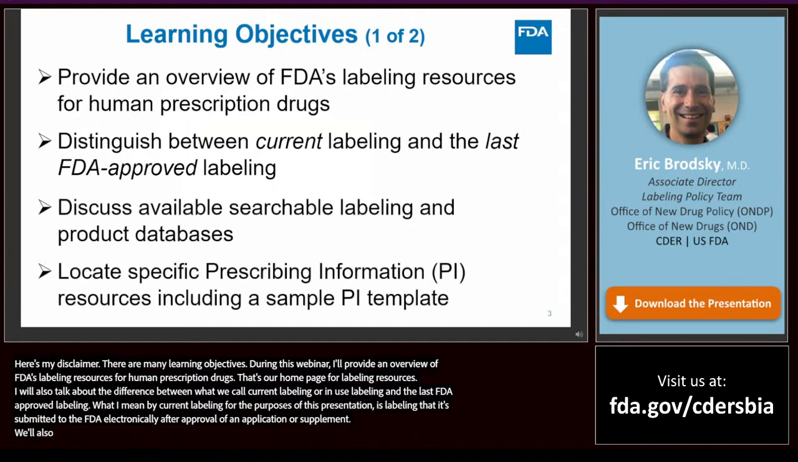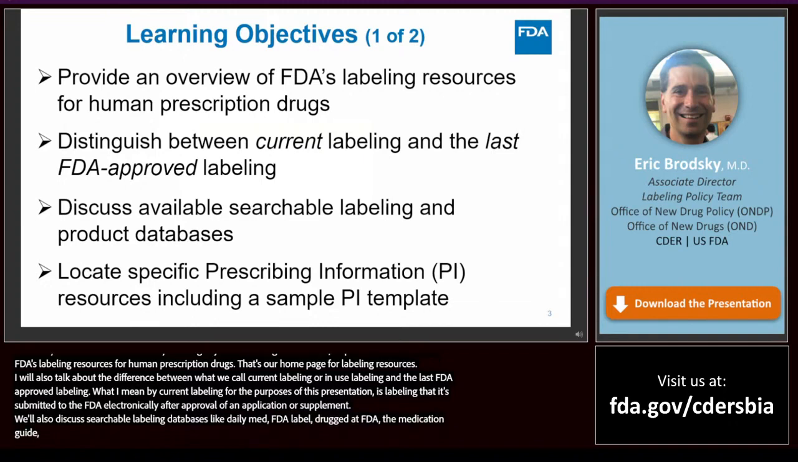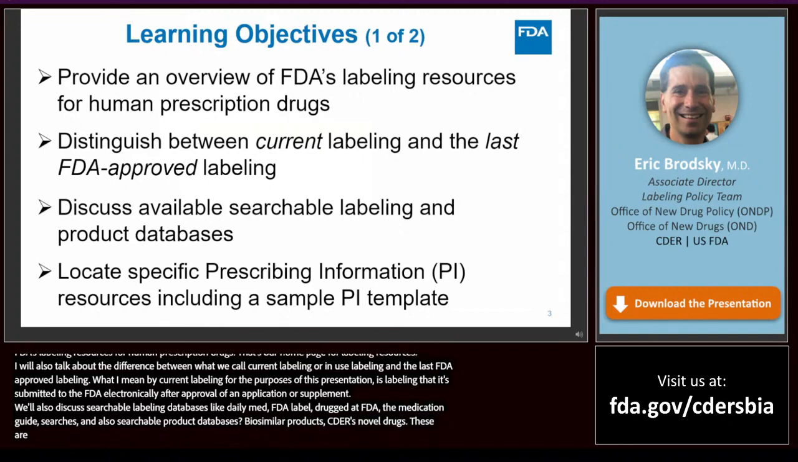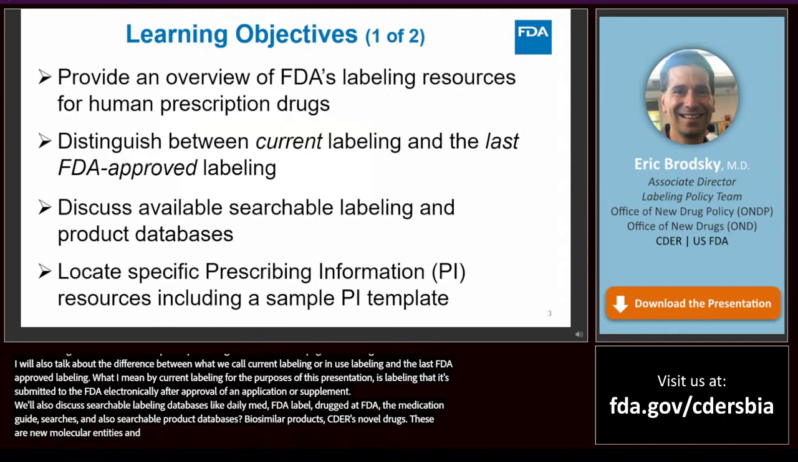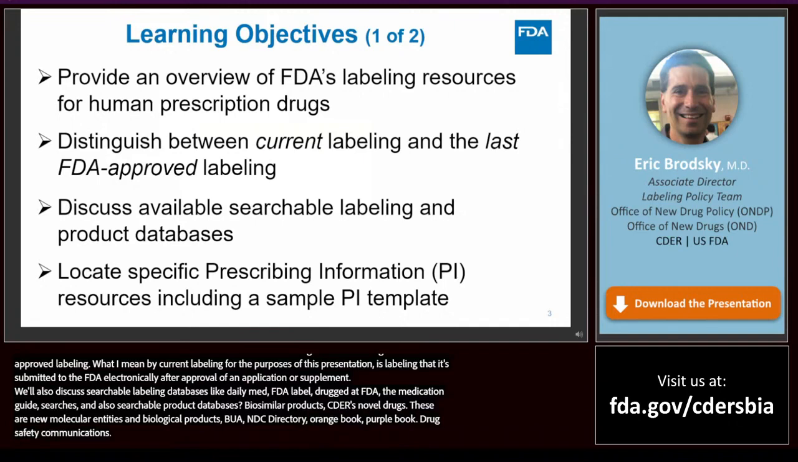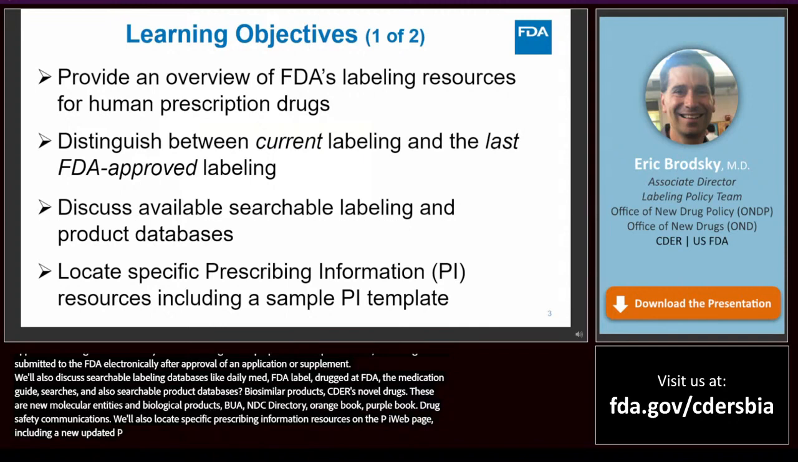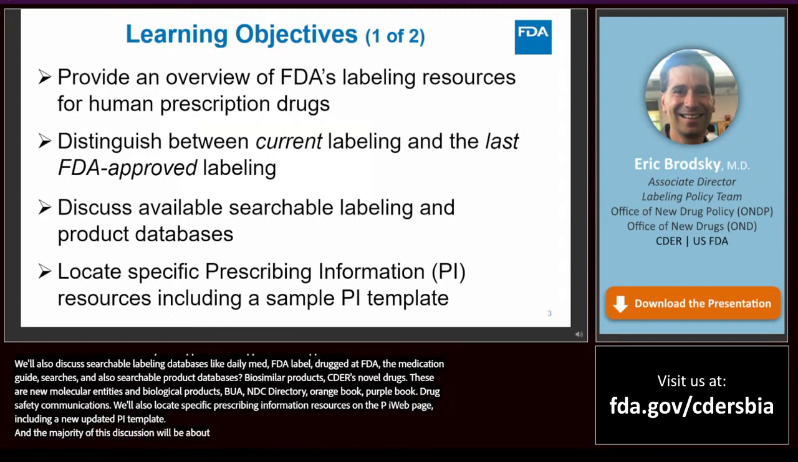We'll also discuss searchable labeling databases like DailyMed, FDA Label, Drugs at FDA, the Medication Guide searches, and also searchable product databases. What do I mean by this? Biosimilar products, CDER's novel drugs, these are new molecular entities and new biological products, EUAs, NDC directory, Orange Book, Purple Book, drug safety communications. We'll also locate specific prescribing information resources on the Prescribing Information Resources webpage, including a new updated prescribing information template. And the majority of this discussion today will be about the Prescribing Information Resources webpage.